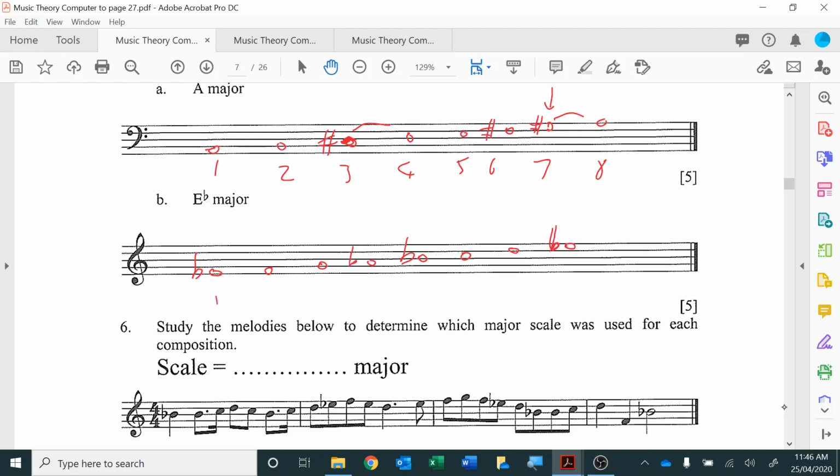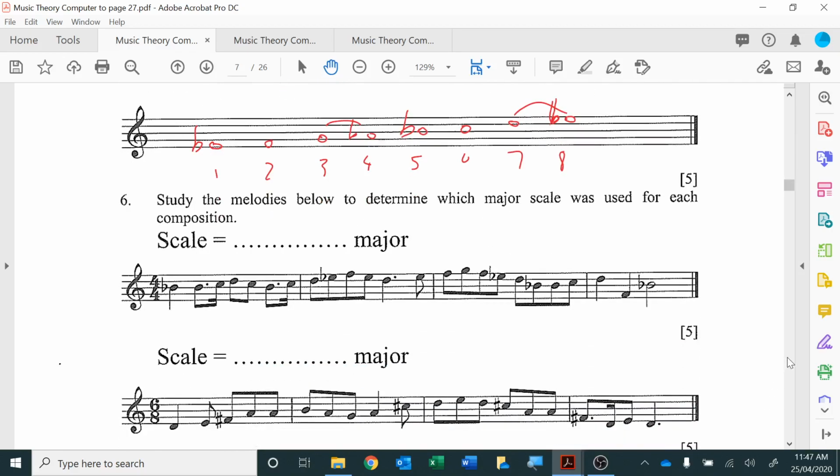Okay, and mark tones. The steps. Come on, computer. 7, 8. And mark semitones. Tone, tone, tone, tone, semitone, tone, tone, tone, semitone. There we go. Moving right along.